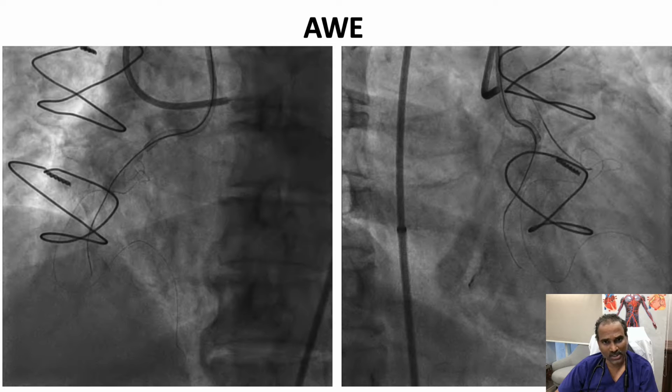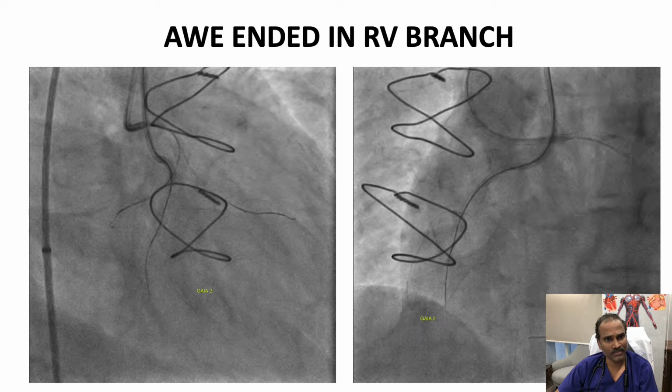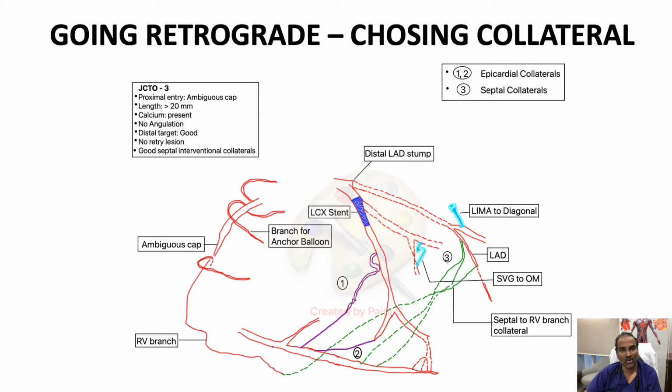As I have no clarity on the course of the vessel, this halts my antegrade wiring. So we decided to go ahead with retrograde. You can see here, the wire ended up in the RV branch in both views. So we decided to go ahead with retrograde.